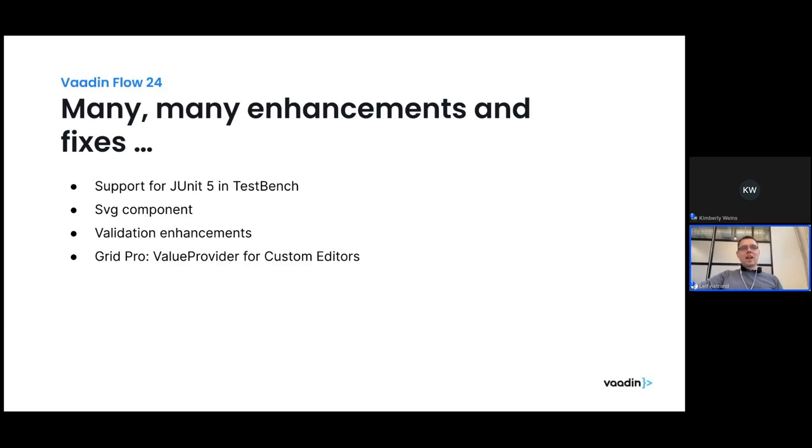We added an SVG component for adding inline SVG content into your application. We made some enhancements to how validation works for field components, like the text field or date picker and so on. This is to better keep the validation status in sync between the client side and the server side. Finally, one last small highlight for Grid Pro: if you're using a custom editor, we now added a value provider there so that you can convert the data before showing it in the editor.